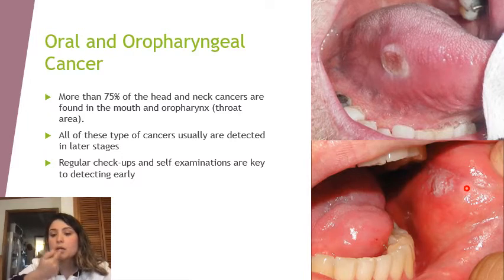If there was one towards the back of the mouth, like in your throat area, that would be an oropharyngeal one. So that's the throat. All right, thank you. Let's continue.